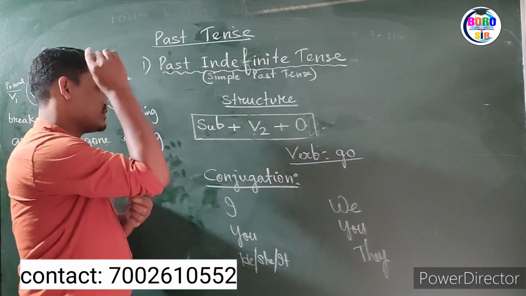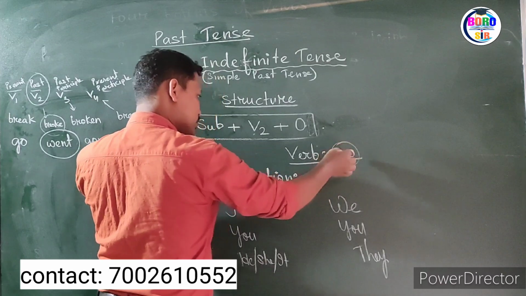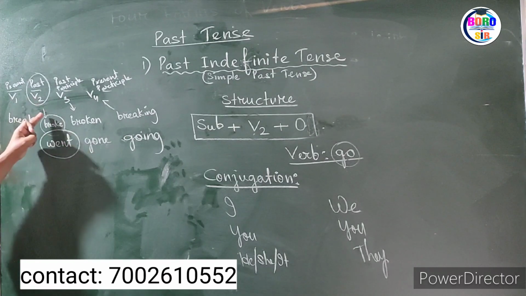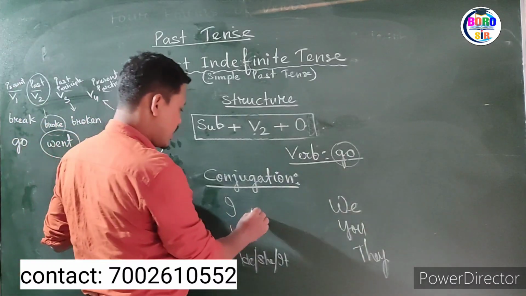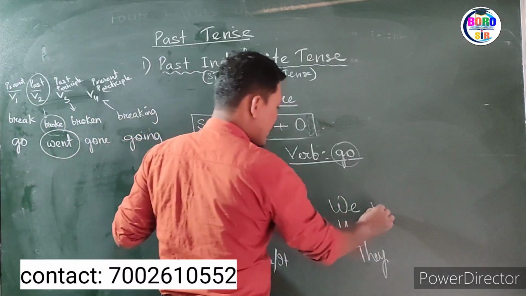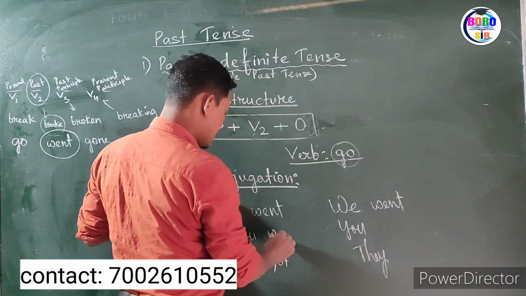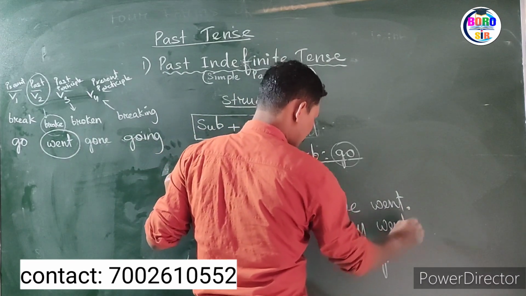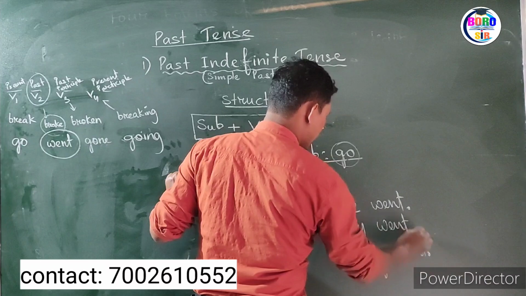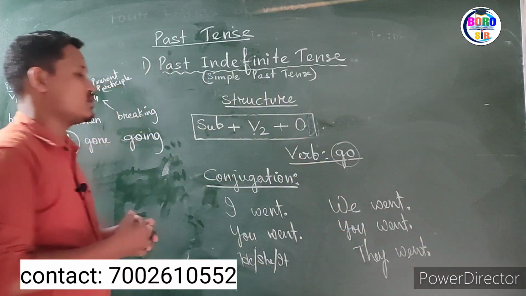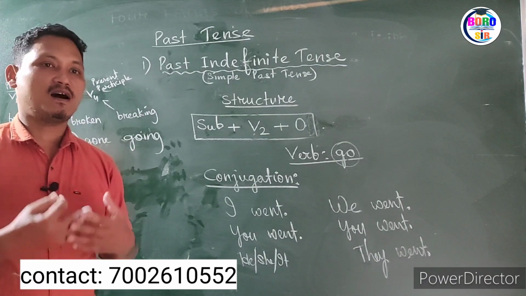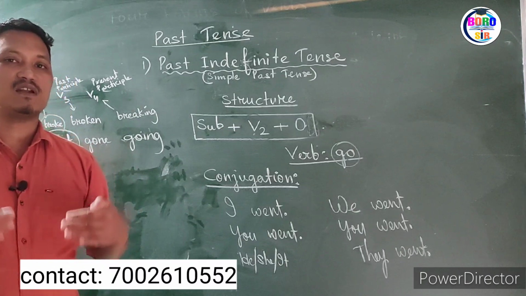Okay. Now we are going to write the conjugation. What will be the verb form of go? We need verb number 2 here. Look, this is the 2, went. So therefore I am going to write I went, we went, you went. Please try to write the full stop here. You went and they went. So this is the conjugation of the verb go in past indefinite tense. Okay, I hope that you have understood, and let us move on to the next concept.